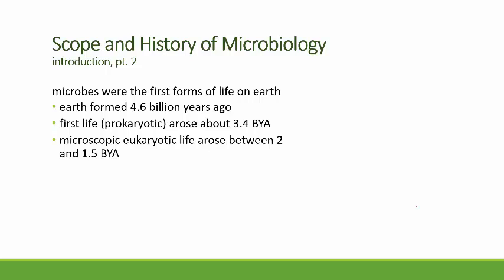And there are still prokaryotic representatives of organisms around the world. In fact, they are by far the most abundant organisms in the world, these prokaryotes that are the descendants of these first prokaryotic cells that came around about 3.4 billion years ago.